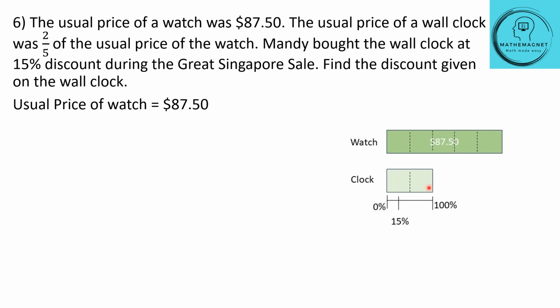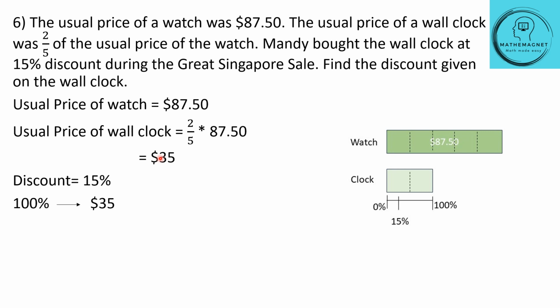Usual price of watch is 87.50 and we know the clock costs 2 by 5 of the watch. So the usual price of the wall clock will become 2 by 5 into 87.50, which is equal to $35. Now discount is 15%. So 100% is $35. We know the usual price of the wall clock is $35. To calculate the discount of 15%, 15% into 35 divided by 100 will be equal to $5.25. So that will be the discount given on the wall clock.